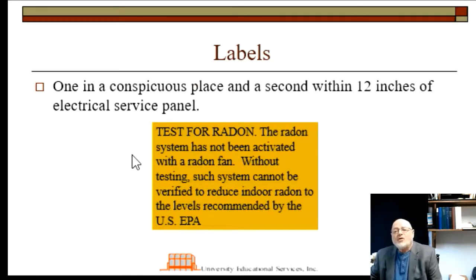Additionally, you have to put one label in a conspicuous place and a second label within 12 inches of the electrical service panel that reads precisely this way. They even tell you what it needs to say, so that's pretty easy.